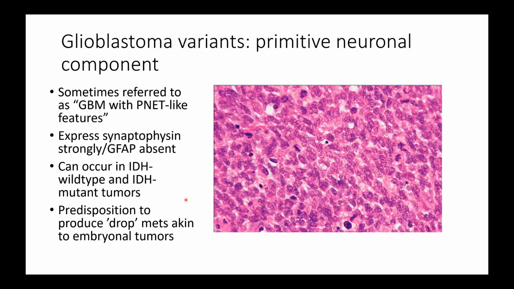And the clinical pearl here is that although studies are still in progress, there's some indication that these tumors have a predisposition to produce drop metastases elsewhere in their neuroaxis, just as other embryonal tumors may. And so the presence of this morphologic component, which can occasionally be focal within tumors, may warrant more aggressive radiation therapy, such as whole brain or brain and spine radiation.